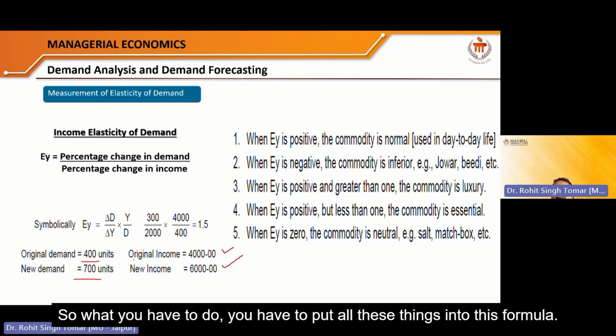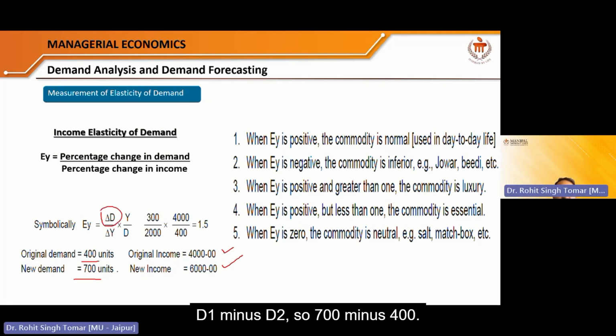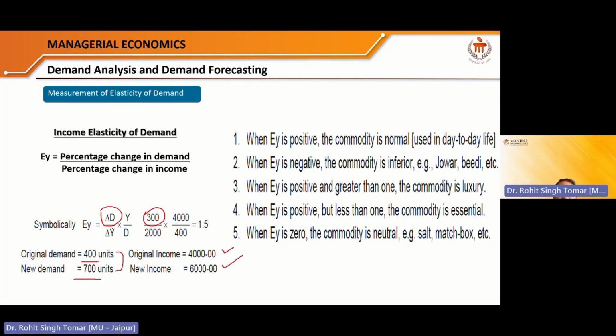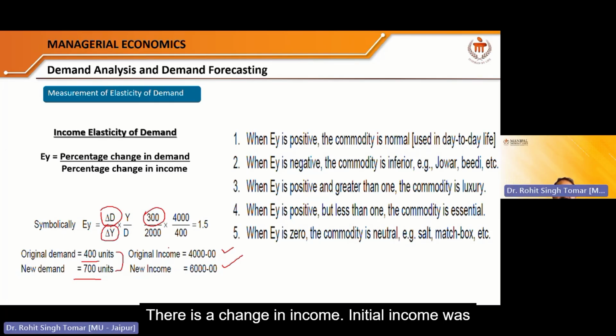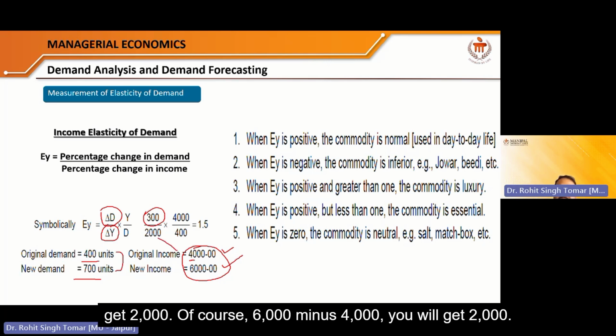So what you have to do is put all these things into this formula. That's it. So what is the change in demand? First is D1 minus D2, so 700 minus 400. What will it give? It will give you 300. Simple. Change in income: initial income was 4,000, final income was 6,000. So 6,000 minus 4,000, you will get 2,000.